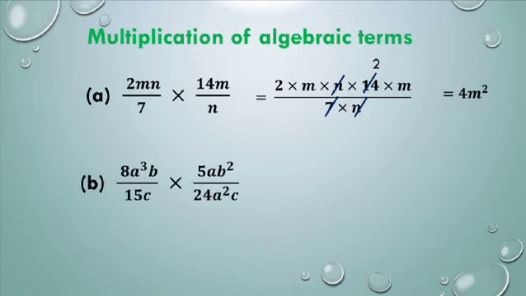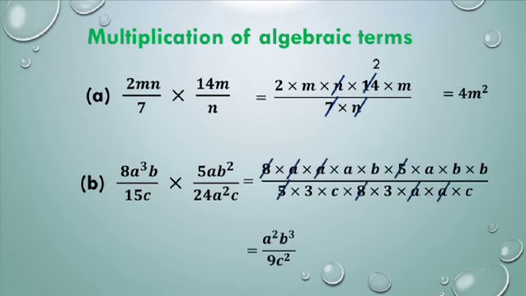Part B, 8a cube b over 15c times 5ab square over 24a square c. So writing it in expanded form, which gives us a square b to the power of 3. In the denominator, we have 3 times c times 3 times c, which gives us 9c square. So the answer is a square b cube over 9c square.